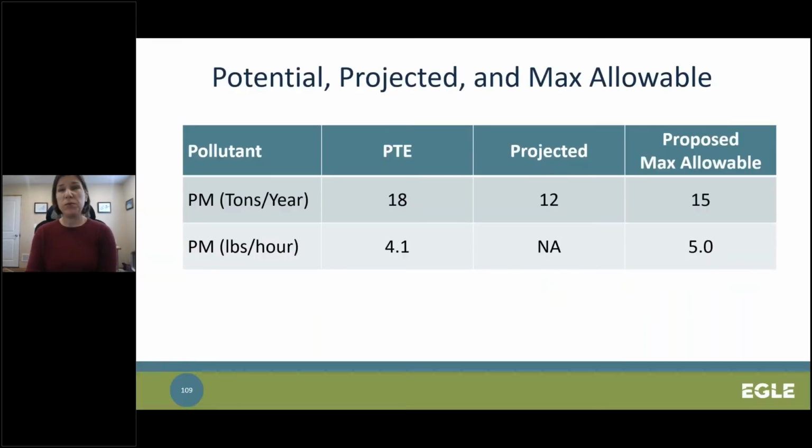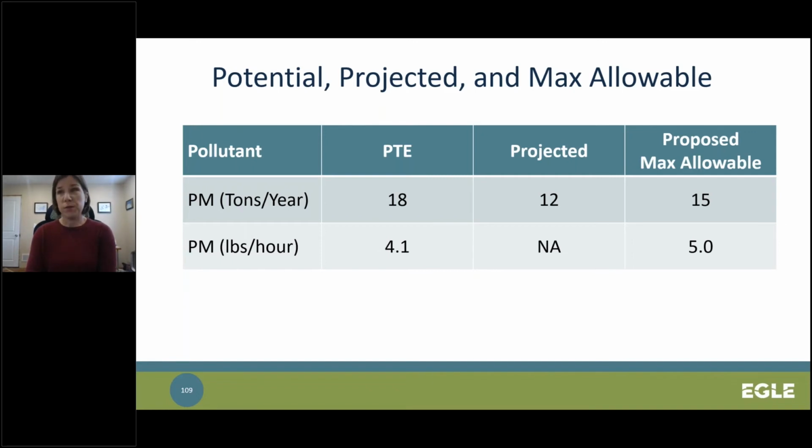So here is an example of an emission summary in an application. We'll keep it simple and use just one pollutant, particulate matter, but your application will probably have many pollutants. For the long-term emission rate in tons per year, the calculated unrestricted PTE is 18 tons per year. Based on how they will actually operate the equipment, the projected emissions are only 12 tons per year. But in case business is booming and they increase operation more than anticipated, they are proposing max allowable emissions of 15 tons per year, which is about 25% higher than they projected.